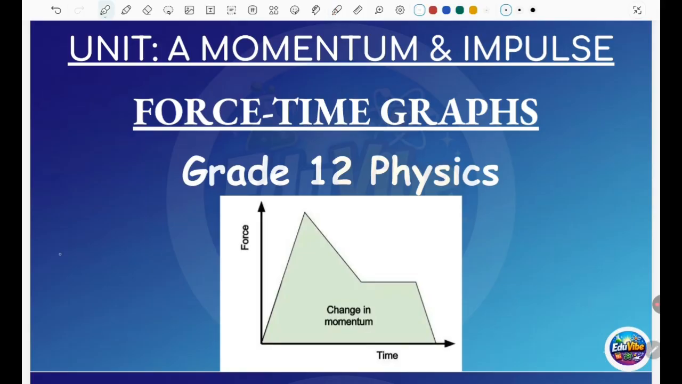The change in momentum, you all know, is the impulse. So impulse is more related to force time graphs. We did velocity time graphs and position time graphs in kinematics in grade 11 physics, but today we will focus on force time graphs. The force time graph is similar to displacement graphs. When we calculate displacement from a graph, it is like impulse. If we have a force time graph, we can find the change in momentum, the net impulse, from there.